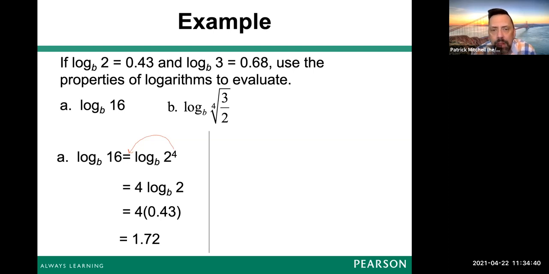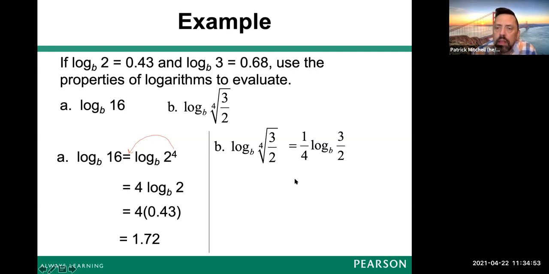All right, now log base b of 4th root of 3 halves. So remember that 4th root means 1/4 power. So we would take that 1/4 power and go, gives us 1/4 times log base b of 3 halves. Now remember, they didn't technically tell me what log base b of 3 halves is, but they did tell me what log base b of 2 is and what log base b of 3 is. So now I'm going to use the quotient property to rewrite log base b of 3 halves as log base b of 3 minus log base b of 2.